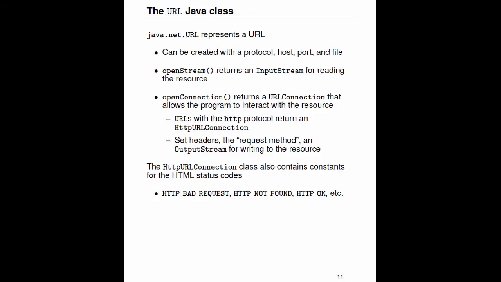If you look at the API documentation for HttpURLConnection, you'll also see constants for all of the HTTP status codes. So this will make your code easier to read, right? And so instead of saying, if status code equals 404, you say if status code equals HTTP_NOT_FOUND, something like that.